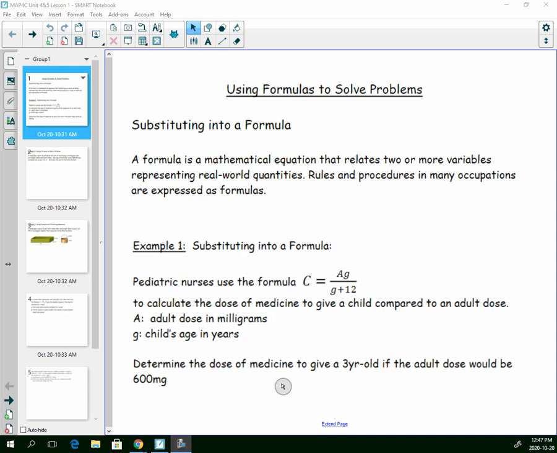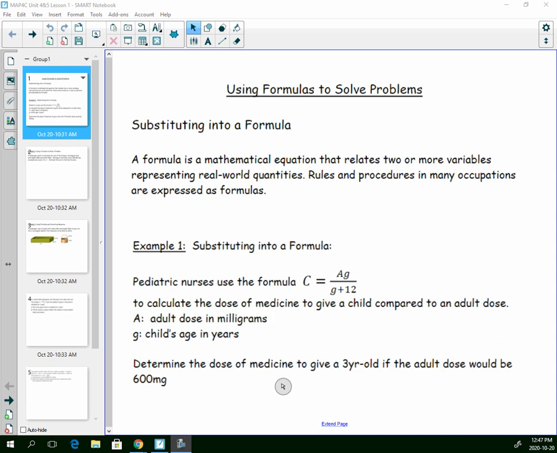Okay, so Unit 4.5 is looking at formulas. The big part of it is looking at formulas and using them to answer questions and situations, and then also to be able to rearrange formulas and isolate for different variables depending on what we need for the question. So here we have, just grabbing my calculator, so I'm going to need that.